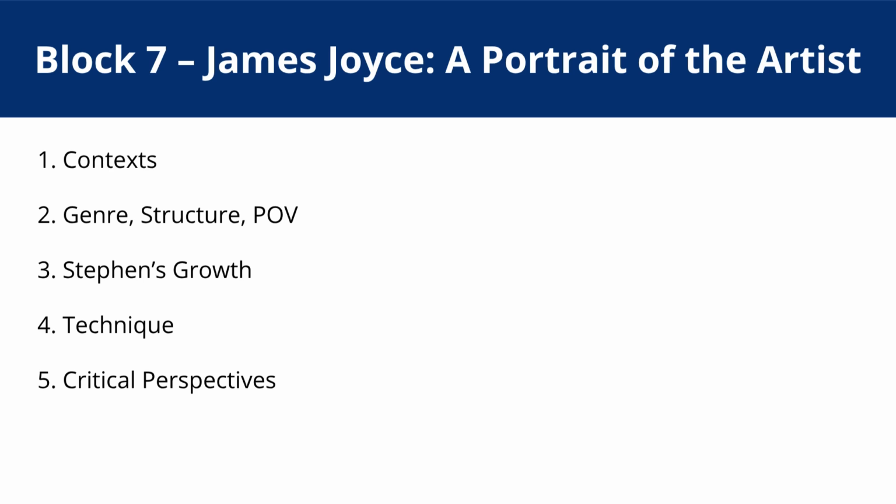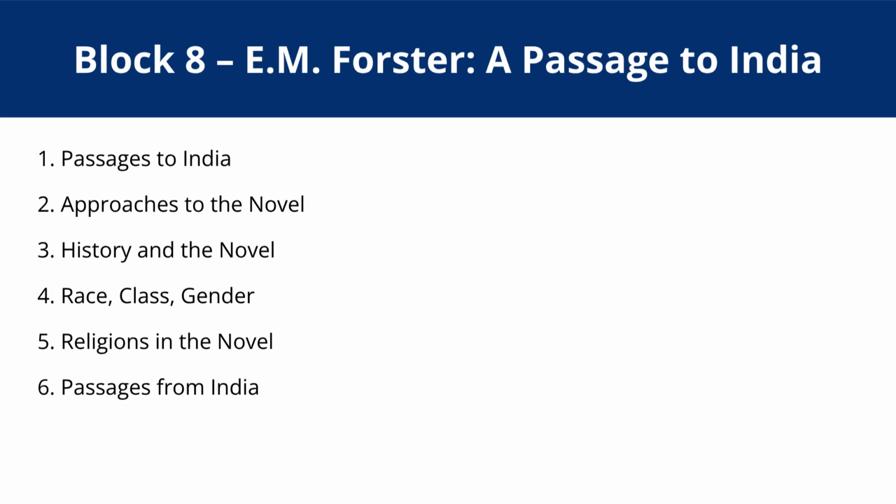From spiritual crisis in Ireland, we now explore political and racial conflict in colonial India with Forster's A Passage to India. In A Passage to India, Forster explores race, class, religion, and colonial tension. These units unpack how India is represented through British and Indian perspectives, and how race and misunderstanding underpin the novel's conflicts. It's both political and spiritual, ideal for interdisciplinary responses.